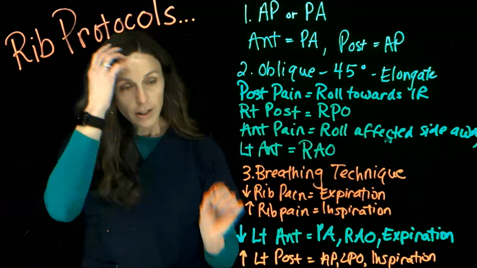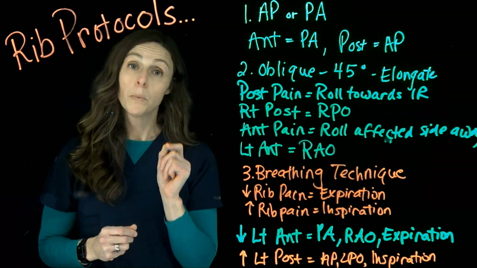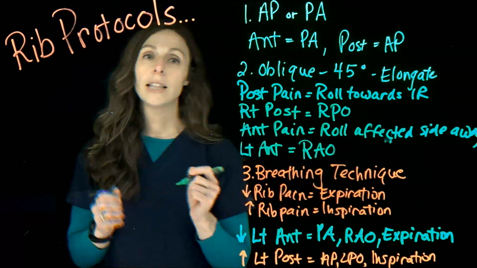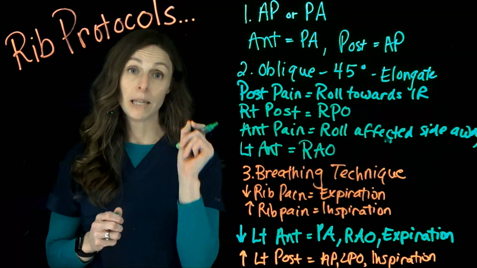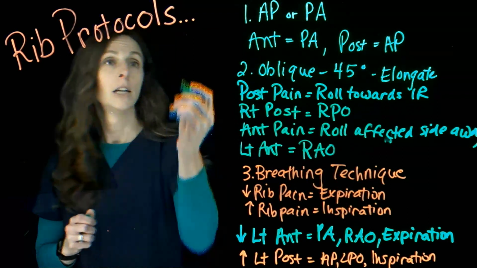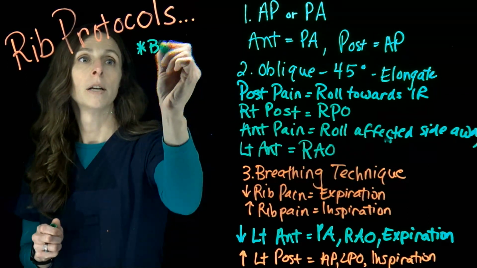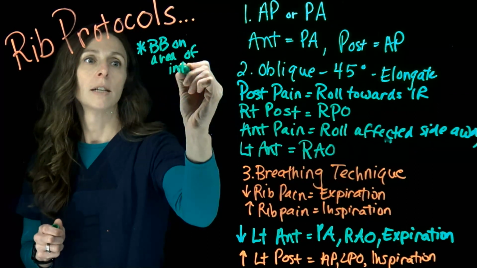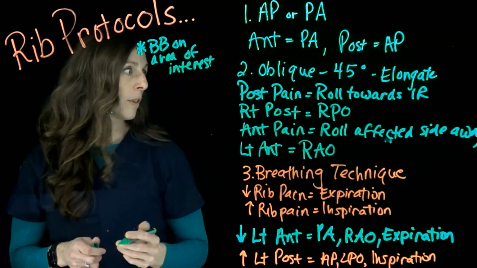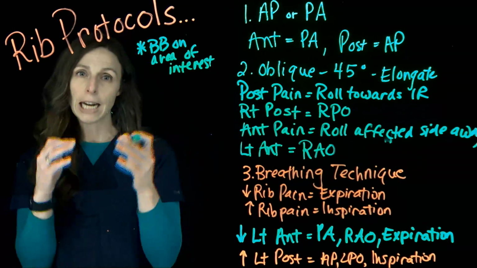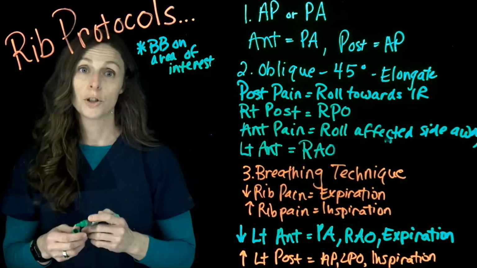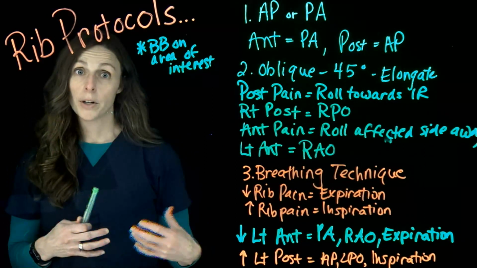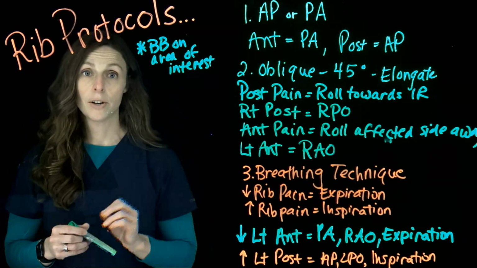Okay, there's just a couple other things that I want you to be aware of when you're imaging the ribs. First of all, a lot of departments will ask you to put a BB on the area of interest. So I'll just make a note here, BB on area of interest. And really the goal there is to kind of guide and focus where the radiologist should look, okay? So you can just ask the patient to point to where it hurts and put a little BB sticker on that area.